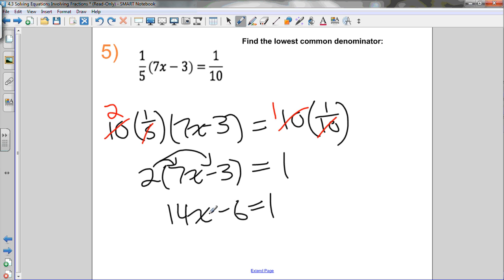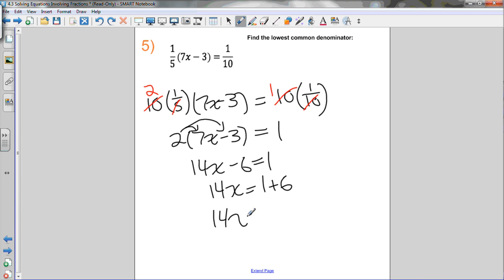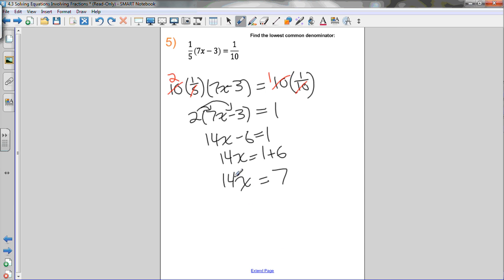Now isolate the variable term, so isolate the 14x by moving this negative 6 to the right, and it will become plus 6. So I'll have 1 plus 6. So I now have 14x equals 7. Now isolate the variable by moving this 14 to the other side. So I have 14 times x. The opposite of multiplying by 14 is dividing by 14. So divide the 14 to the other side. I have x equals 7 over 14.